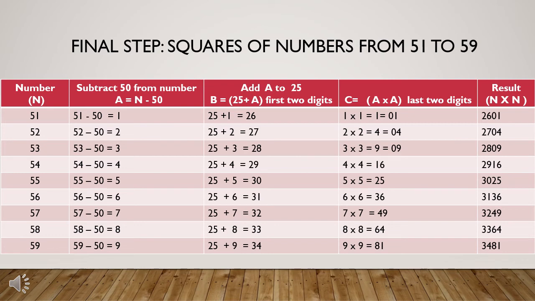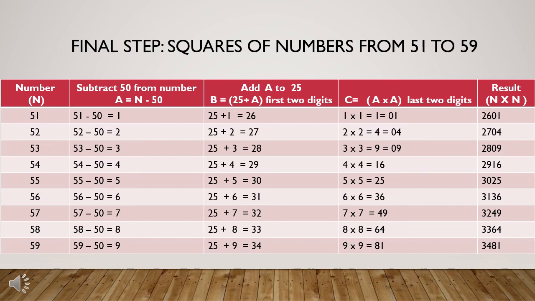57. 57 minus 50 is 7. I'll add 7 to 25 to get 32 as my first two digits, and I'll square 7 and get 49 as my last two digits, and my final result is 3249. For 58, I'll subtract 50 from 58, which is 8. I'll add 25 to 8, which is 33. I'll square 8 to get 64, and my final result is 3364. For 59, 59 minus 50 is 9. I'll add 9 to 25 to get 34. I'll square 9 and get 81, and my result is 3481.